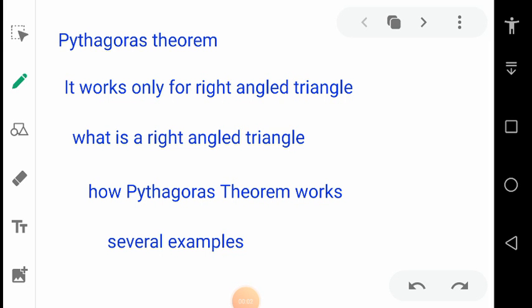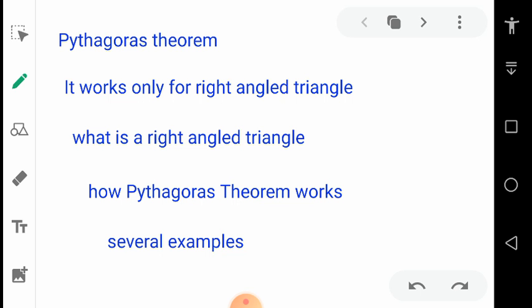In this video, we will discuss Pythagoras theorem as it works only for right angle triangles. This theorem is very important in geometry in most of the classes. So, first thing about this theorem is this is related to a triangle. Especially, it works only for right angle triangle. It doesn't work for any other triangle.